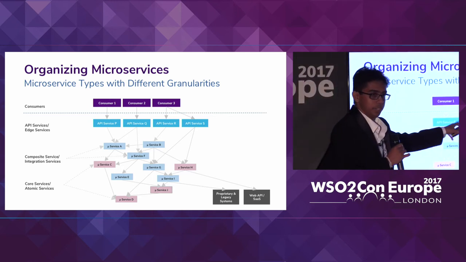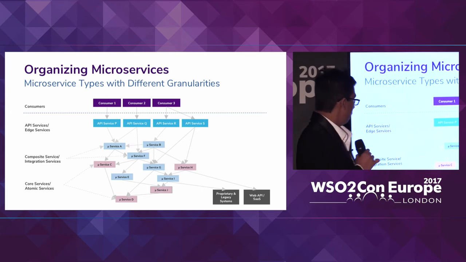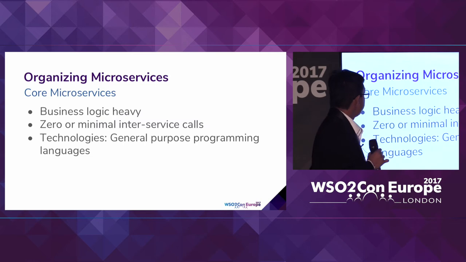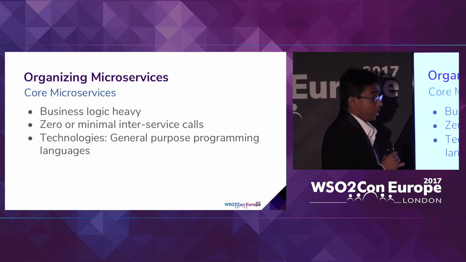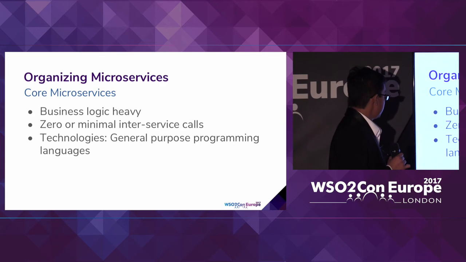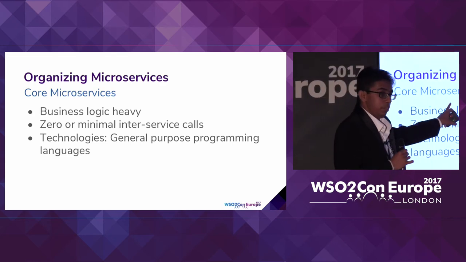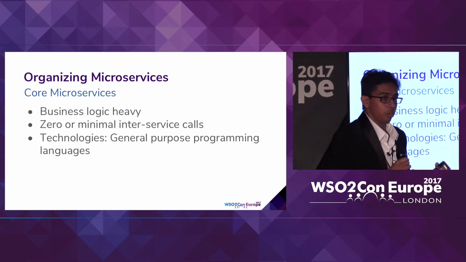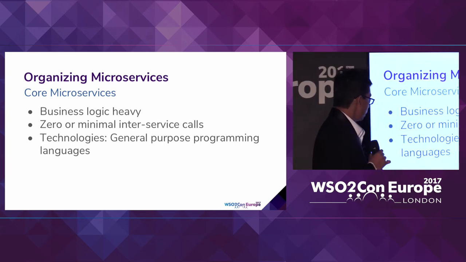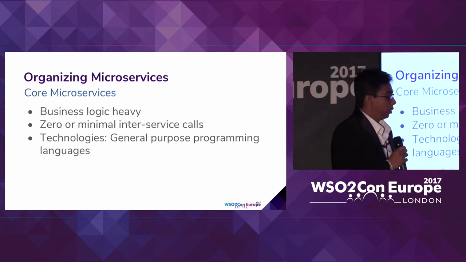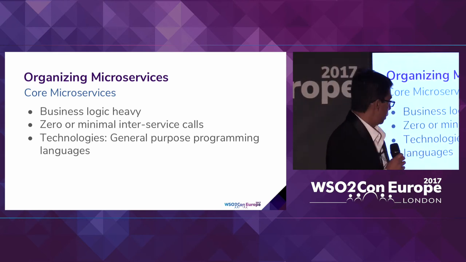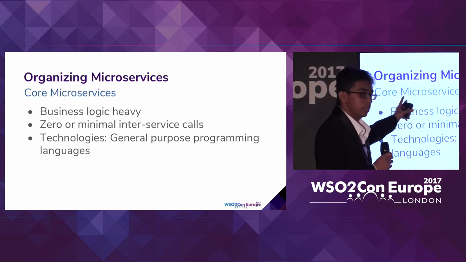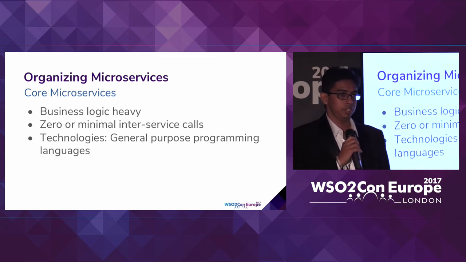And API services reside right at the top. So this categorization really helps us to understand these different types of services. The core microservices have a lot of computation and business logic, with zero or minimal internal service communication. And most of the microservice development frameworks address the requirement of core microservice development.